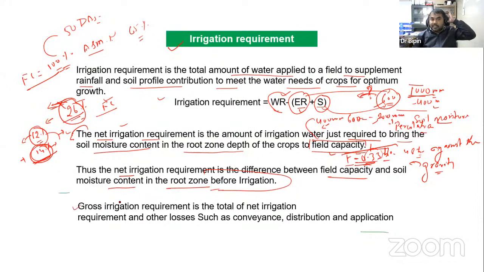After that, gross irrigation requirement is the total of net irrigation requirement and other losses such as conveyance, distribution, and application. So if someone asks what the gross irrigation requirement is, it is simply the net irrigation plus conveyance losses, distribution, and application losses.